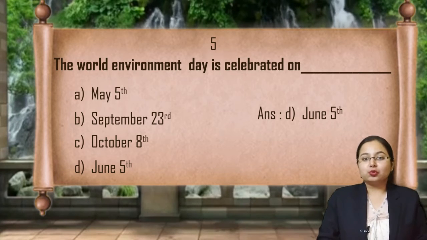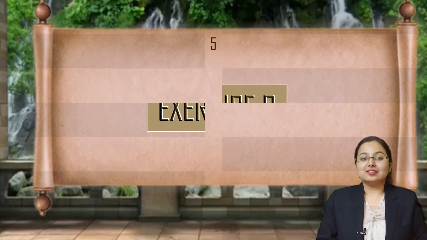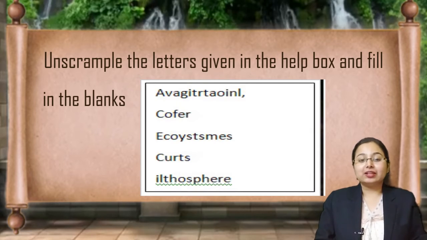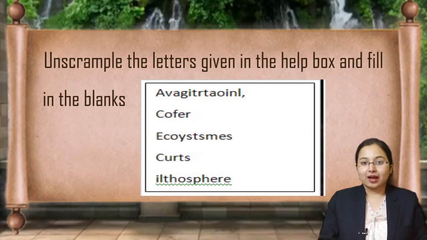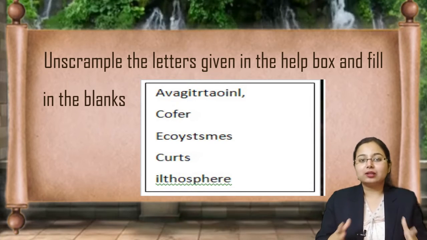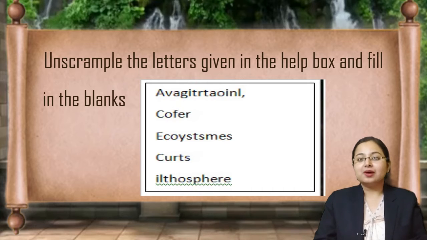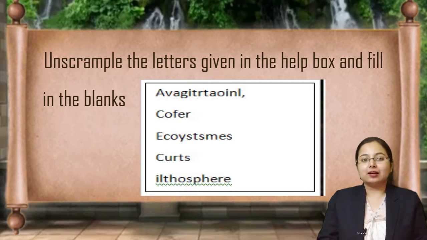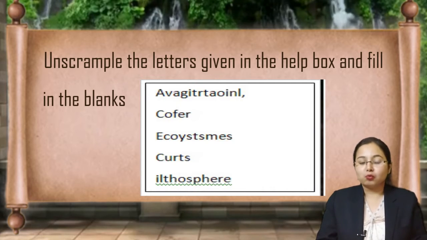Now let's come to the next exercise, that is exercise B. Exercise B says, unscramble the letters given in the help box and fill in the blanks. So children, in this question, unscramble the letters means they are not arranged in proper sequence, in proper order. It is like jumbled up words. So you have to arrange those letters properly so that they make meaningful words, and then you have to choose the appropriate word and fill in the blanks.